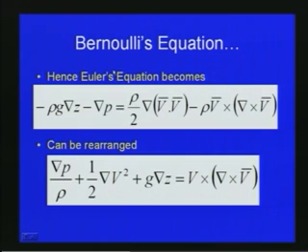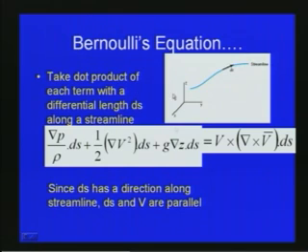So now we are approximating the Euler's equation to derive the Bernoulli's equation. Let us consider a streamline like this, as shown in this figure. If you take the dot product of each term with a differential length ds along a streamline, as shown here, this is the streamline.